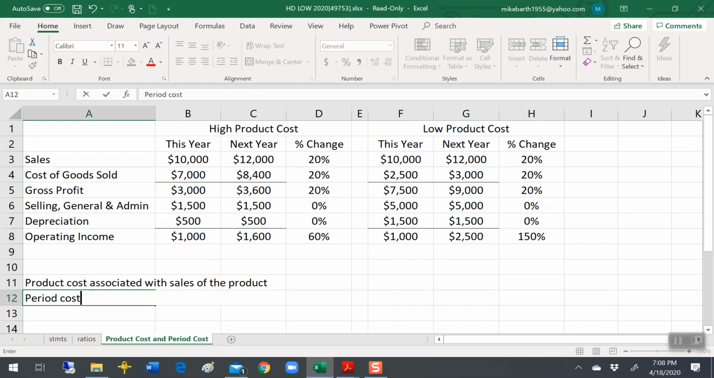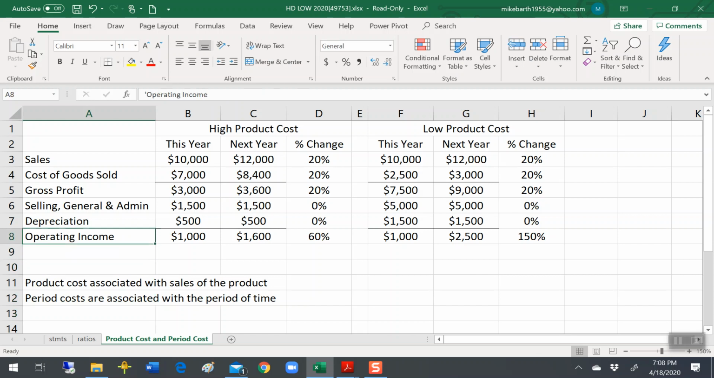Period costs are associated with the period of time. All right, and here's a good example. The product cost up here is cost of goods sold. The period costs are selling, general, and admin, and depreciation. And we're just going through operating income on here.